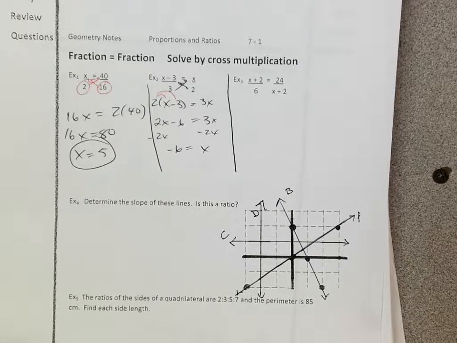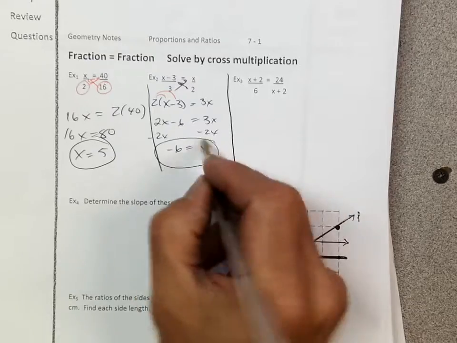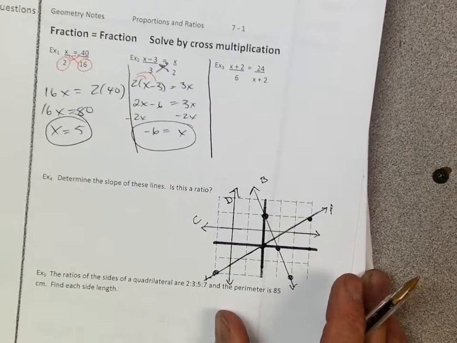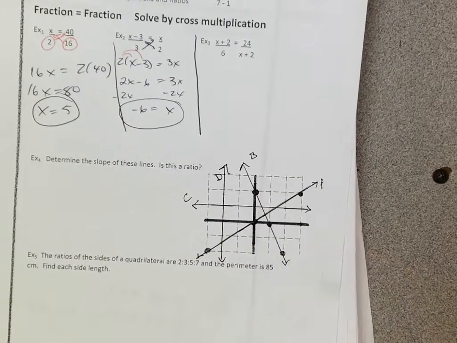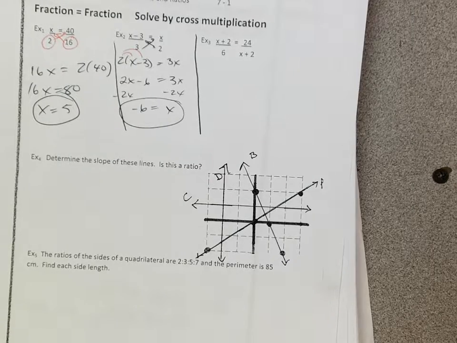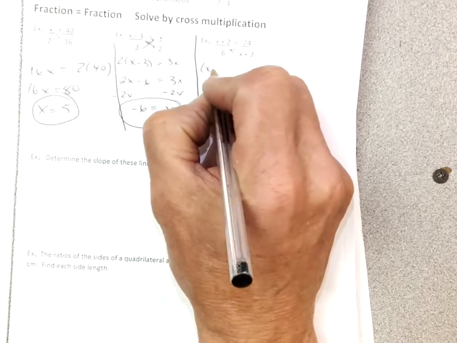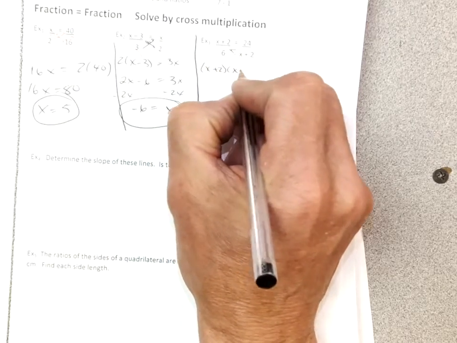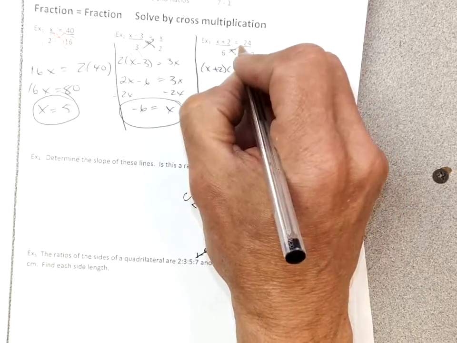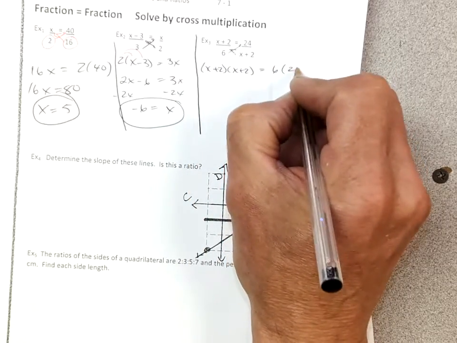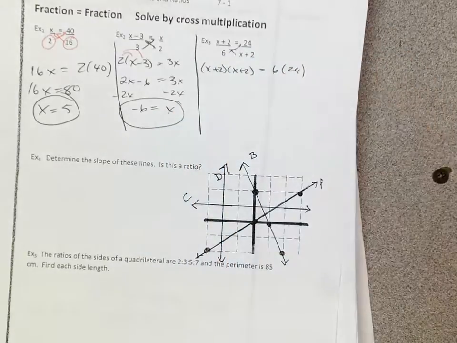Okay. Now the next one's going to take some work, but keep in mind that on a test, this would be like an extra credit problem. But let's do it anyway, okay? If I totally lose you on factoring and all this other stuff, bear with me. I'll go slowly. So the x plus 2 comes up here. So I get x plus 2 times x plus 2 equals 6 times 24. Okay, that's easy. You do your cross multiply and it's gone.